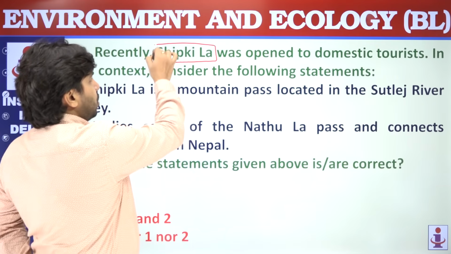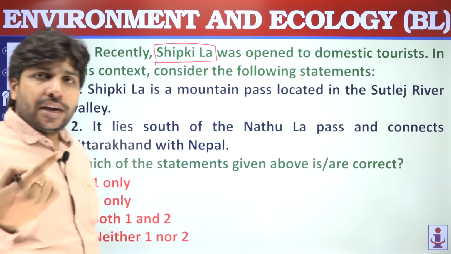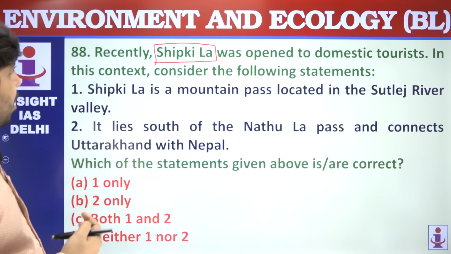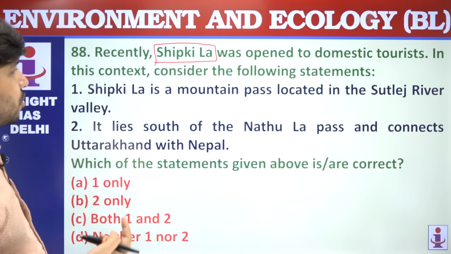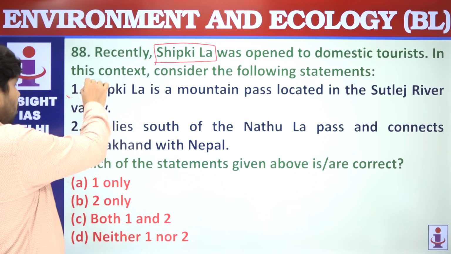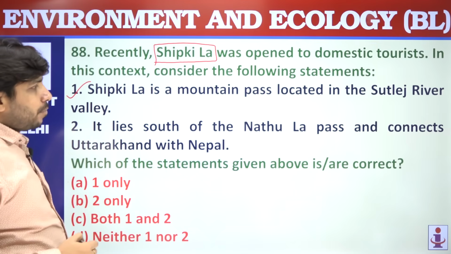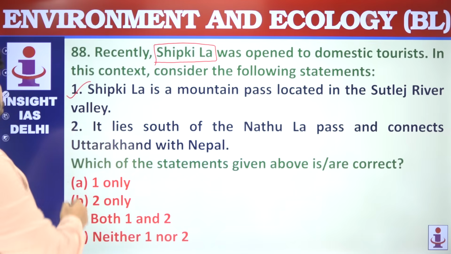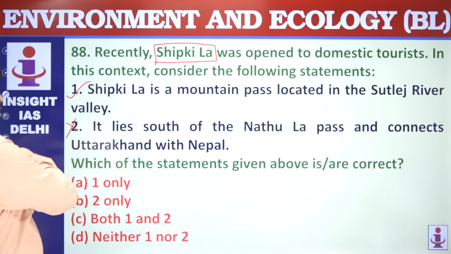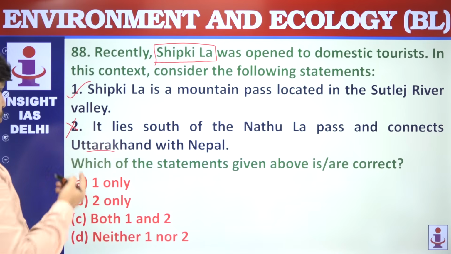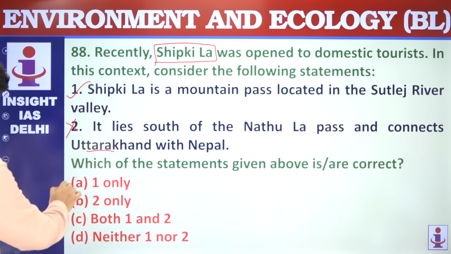Shipki La Pass, located in Himachal Pradesh. Shipki La is a mountain pass located in the Satluj River Valley. This is true. It lies south of Nathu La Pass and connects Uttarakhand with Nepal. No, it is related to Himachal Pradesh, not Uttarakhand. So 2 is not correct. Only 1 is the correct answer.